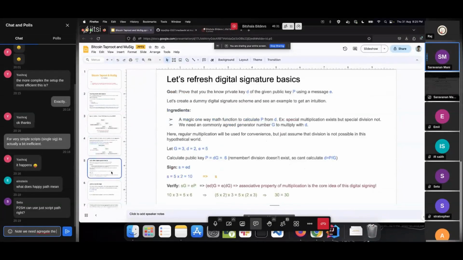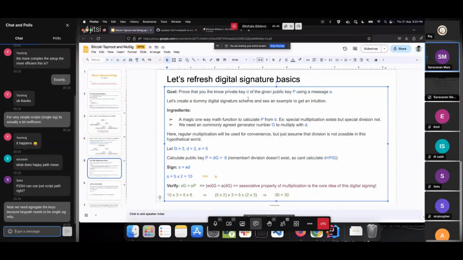So let's move on. Before moving into MuSig2, we are just going to refresh what digital signatures are in the first place, just to get a basic idea and refresh our memory. The basic question is this. Let's say that for a given private key and the given public key, using a commonly known message, the signer needs to prove that he has the private key of the public key that is shared with everyone. Everybody knows the public key. The message is also shared with everyone. The signer needs to prove that he knows the private key of this public key. That is the ultimate goal of any digital signature system.